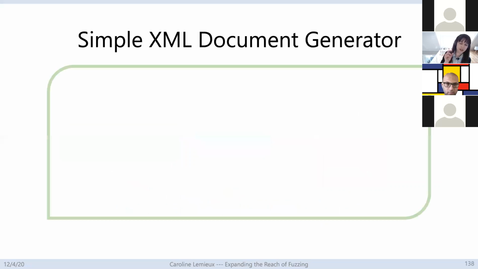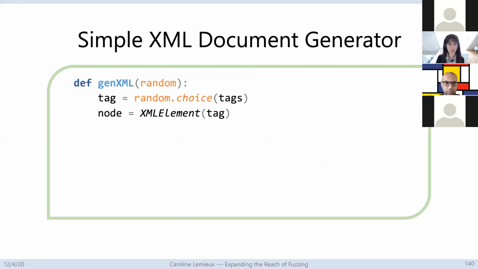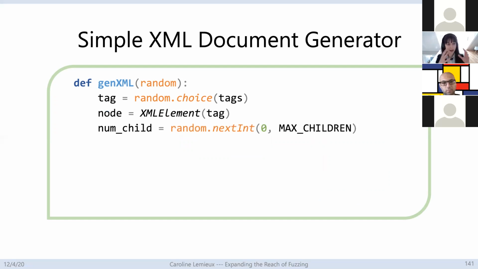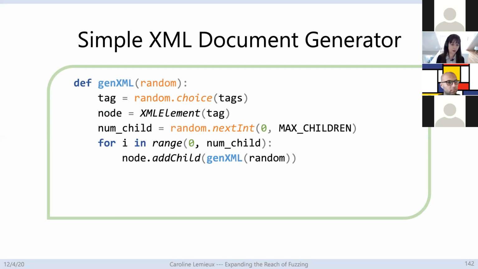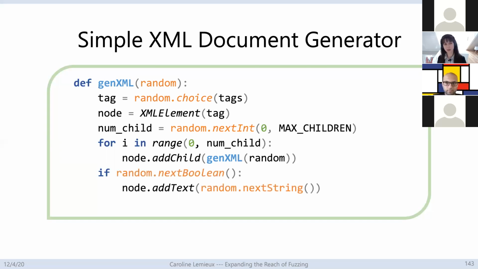To talk about the innovation here, I'm going to have to look at a generator in more detail. Again, here's a very simple generator for XML. You take in a source of randomness. You'll randomly choose a tag for the current element from some set of tags. And then you'll randomly choose some number of children for that root node. Then you'll go through, for 0 to the number of children you chose, and add a child. You can randomly choose to add some random text. You could do other things, like randomly choose a number of attributes and add them. And in the end, you'll return this XML node.